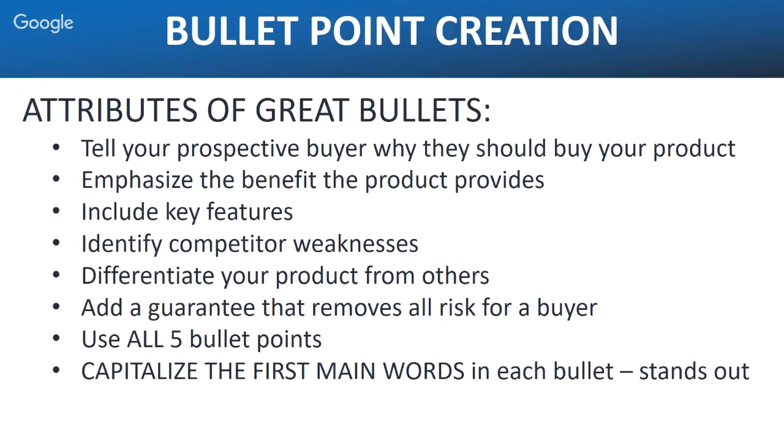Differentiate your product from others if possible. Okay, that's important. Ours is better because all the rest of them out there are substandard, and ours is made of whatever. Add a guarantee that removes all risk for a buyer. Use all 5 bullet points.